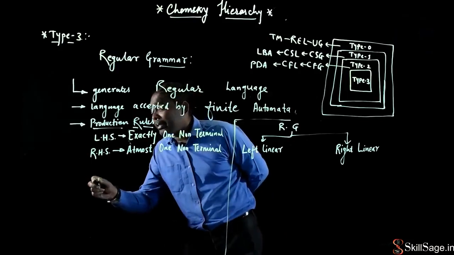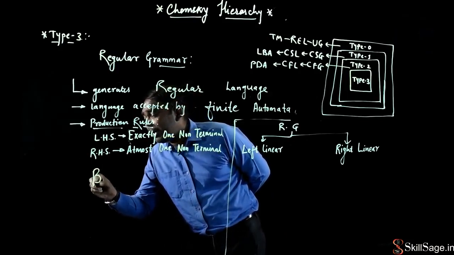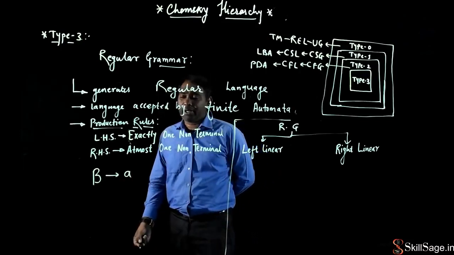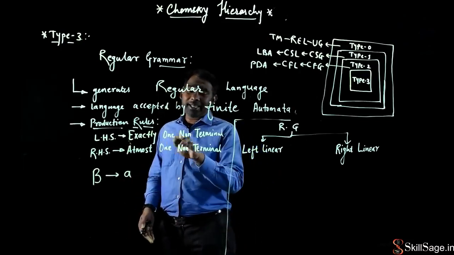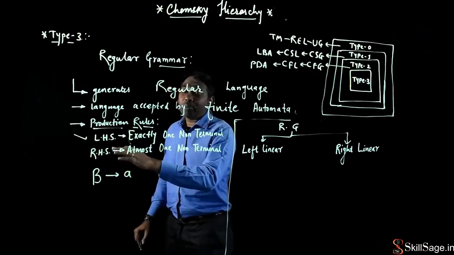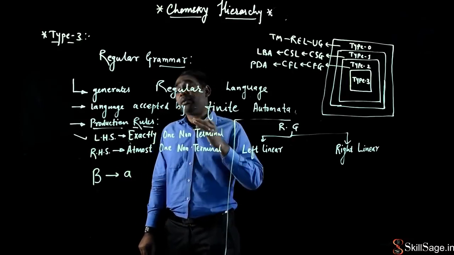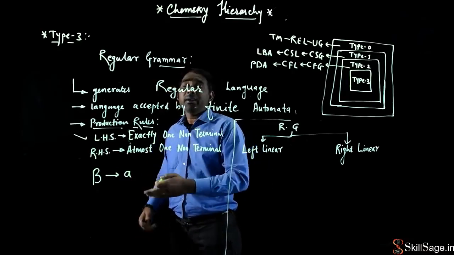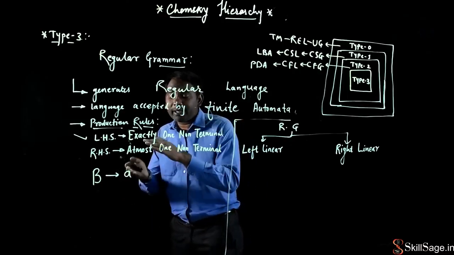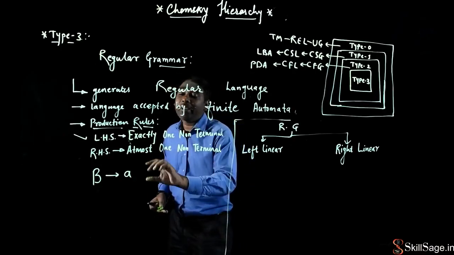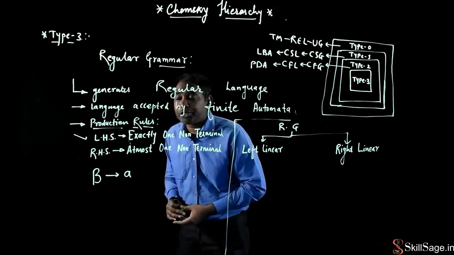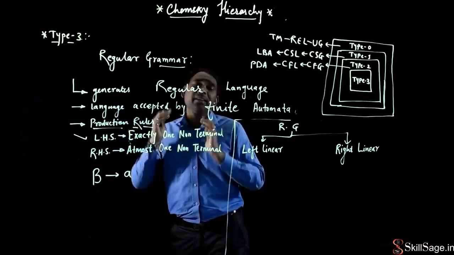For example, here I can say that capital B produces small a. What does it mean? On the left hand side, exactly one non-terminal symbol is present. That means it satisfies this property. And what about the right hand side? At most one is allowed, so having none here is also fine. Non-terminal symbols are not present here. This small a is denoted in a small letter, which means it is a terminal symbol. So one terminal symbol can be present on the right hand side of the production rules. So this is my valid regular grammar.